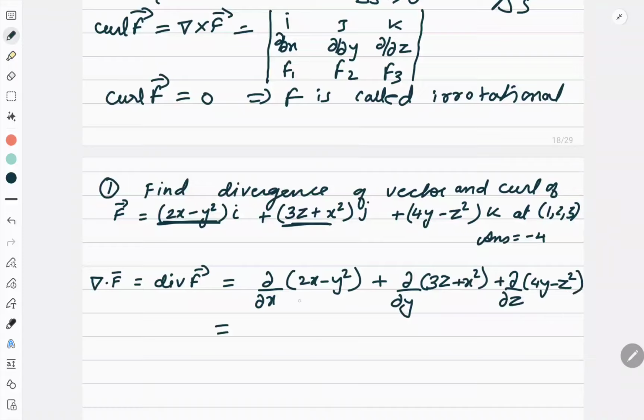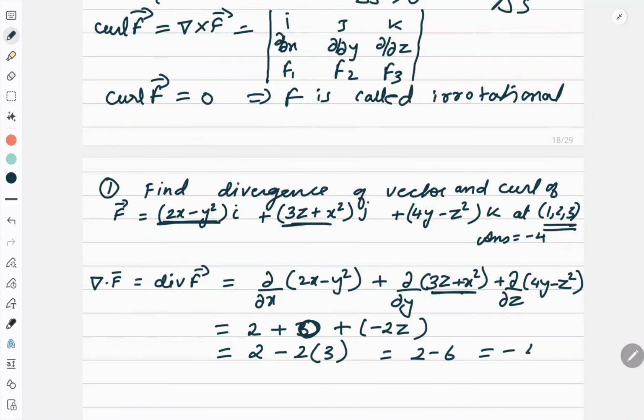Now solve this. Dou by dou x of 2x is what? 2. Plus dou by dou y of 3z plus x square is 0 because y is not there. Plus dou by dou z of this is what? Minus 2z. Correct? And now I need to find this at this particular point. So let me substitute: 2 minus 2, what is z? 3. So it is 2 minus 6, which is equal to minus 4, which is my answer. Correct? Now let us find out the curl for it.